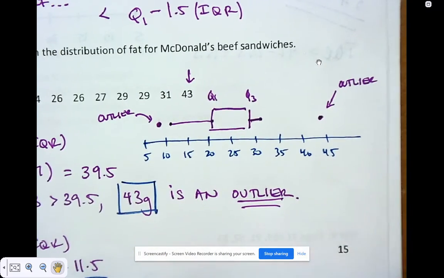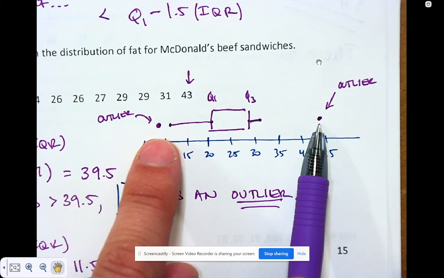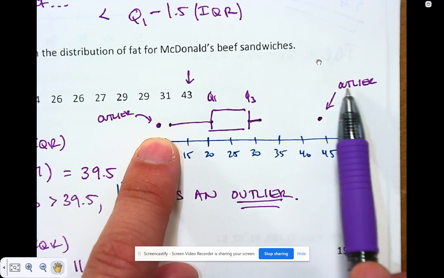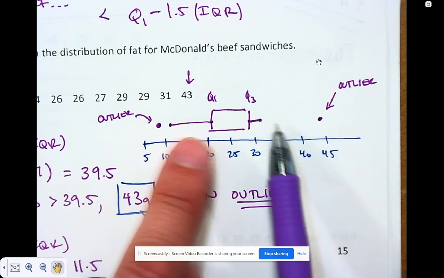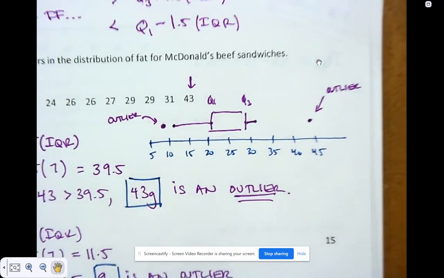You can see the whole point of a box and whisker plot is it clearly shows when your box and your whiskers don't touch those values. It's not going to say outlier, but you know it is because the whiskers do not touch it. You will get some examples of that in the homework.